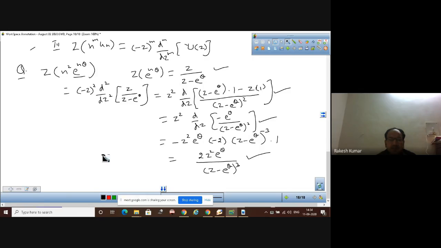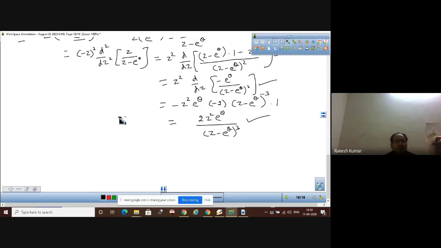So now let us continue with more examples. Suppose we want to compute, let us take the question from the book. What we want to do, we want to compute the Z transform of n square into e raised to power a n. So it is clear we require u n. u n is e raised to power a n, and the Z transformation of u n we require by the help of formula.